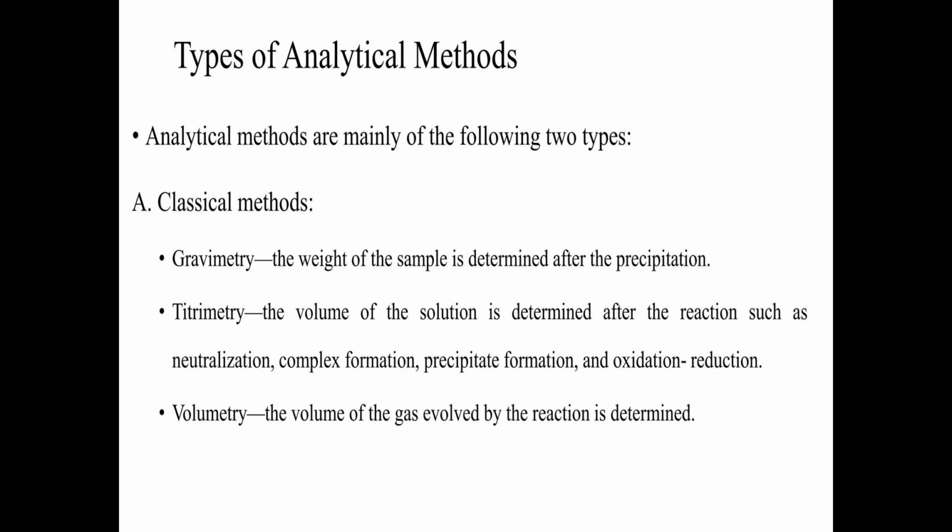The volume of the gas. Here we measure the volume of the gas which is evolved by the reaction in this particular type of titration. That means, for determination methods under the subject pharmaceutical analysis, the methods are divided into two types: classical method, in which the first method is subdivided into gravimetry method, titrimetry method, and voltammetry method.